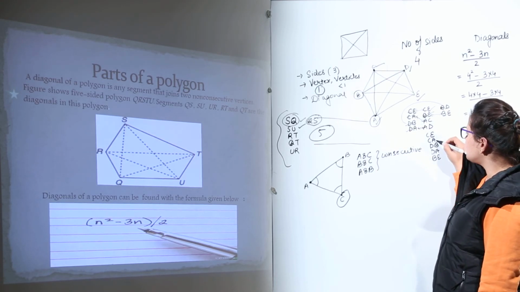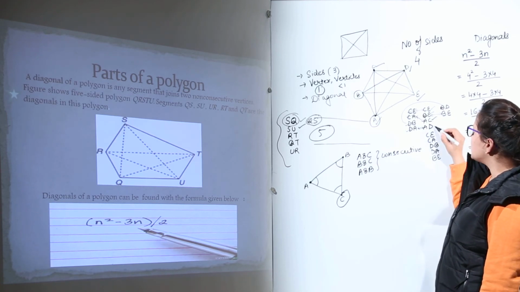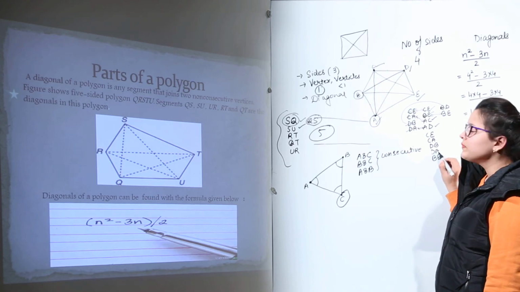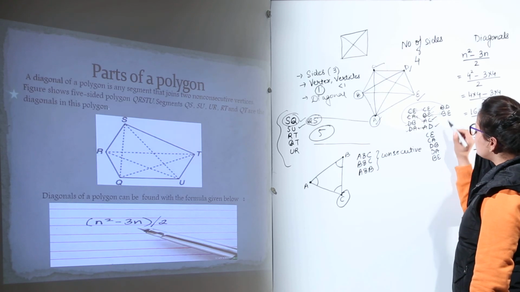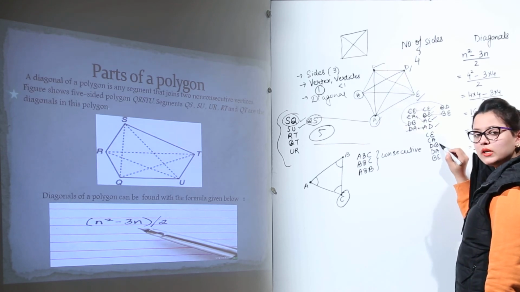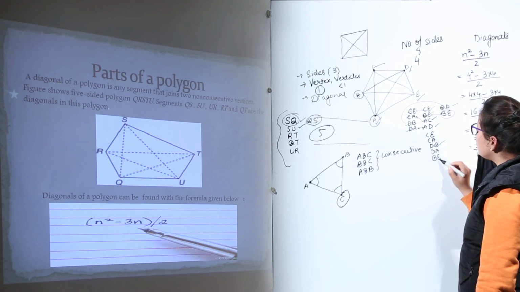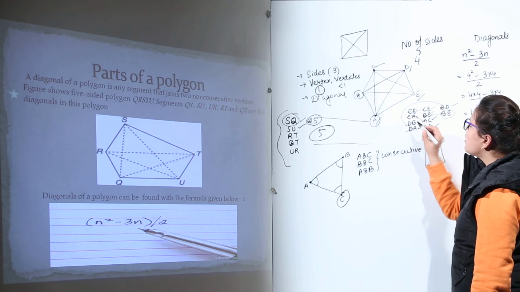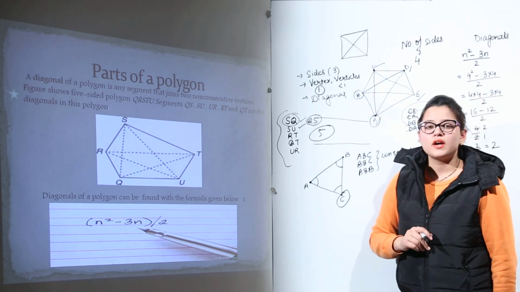AC is also included because it is equal to CA only. So, I have ticked this also. AD is also done because DA is included as AD only. Now, the last ones that we have are BD and BE. So, over here BD is already equivalent to DB, and the left one is BE. BE is included. So, how many diagonals are possible in a 5-sided shape? There are 5 diagonals possible in a 5-sided shape.